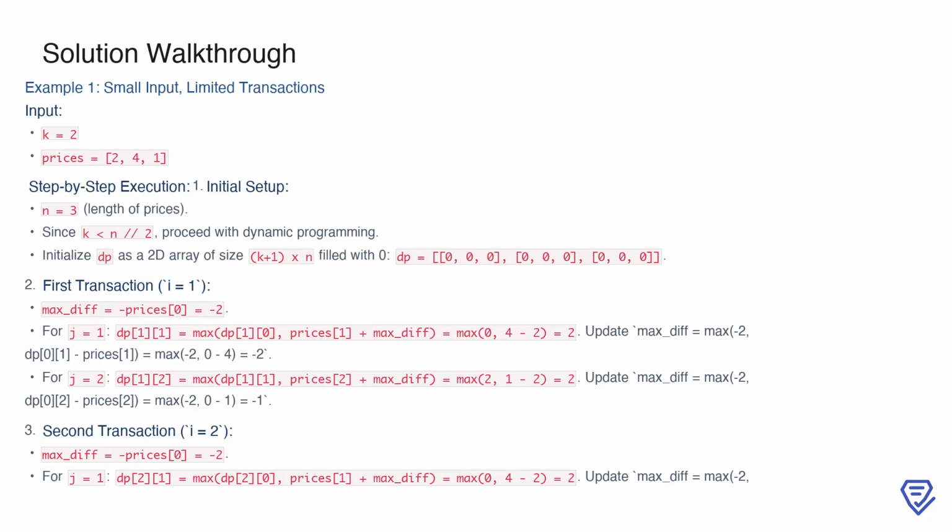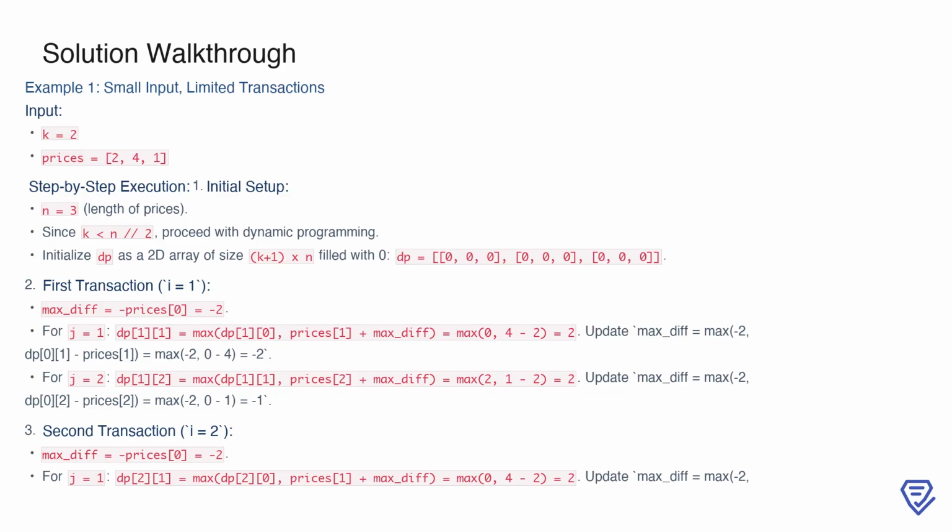Here, we start with a small input where the number of transactions allowed, k, is set to 2, and the prices array is [2, 4, 1]. The length of the prices array, n, is 3. Since k is less than n divided by 2, we use dynamic programming to solve the problem. We initialize a 2D dp array of size (k+1) by n, filled with zeros. The dp array will help us track the maximum profit at each step.